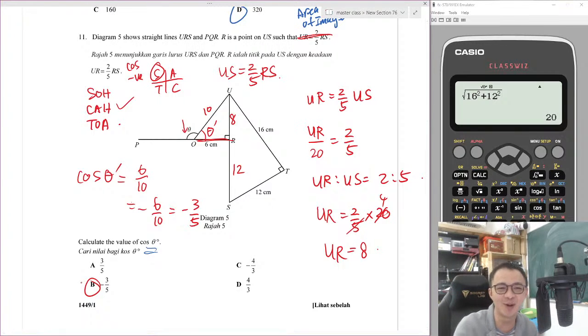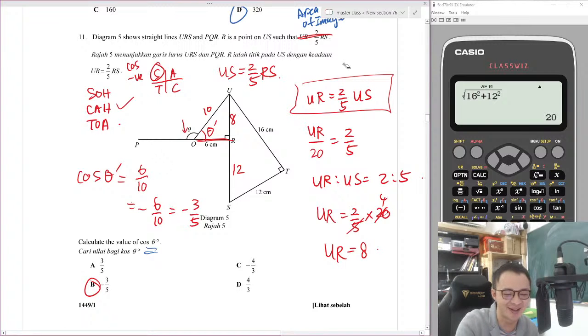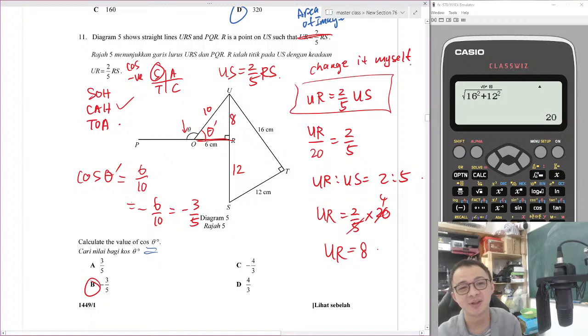UR equals 2 over 5 US. This one I changed myself, because I think the question gave the wrong information. This is the reason why I changed it myself. Of course, in the exam you cannot change the information given. But in this case, if I don't change it, it doesn't make sense and I couldn't get any answer. Based on my experience, I think there is some typing error there.